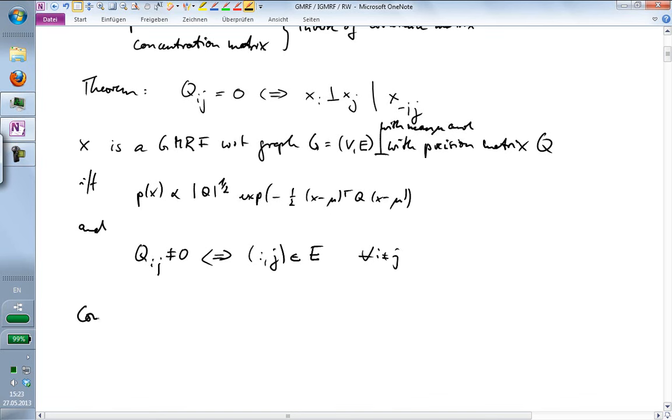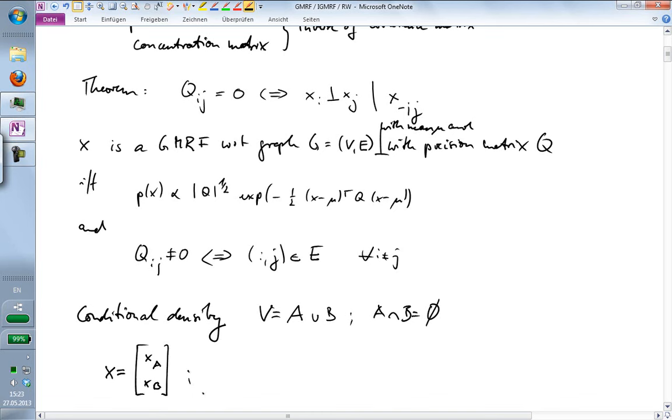And we can then ask about the conditional density. If I partition my set of random variables such that V is decomposed into A and B, which must be non-overlapping, so A intersected with B is the empty set, then I can partition correspondingly the random variables and the mean and also the precision matrix.